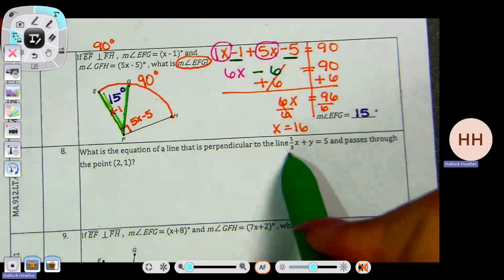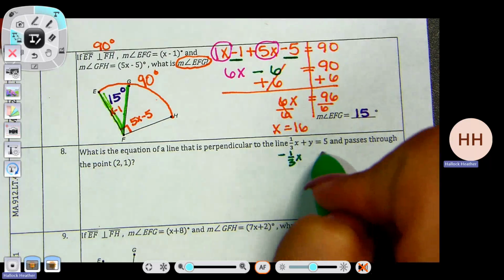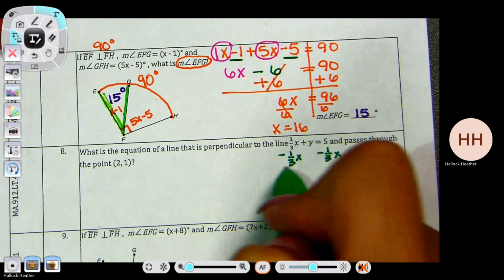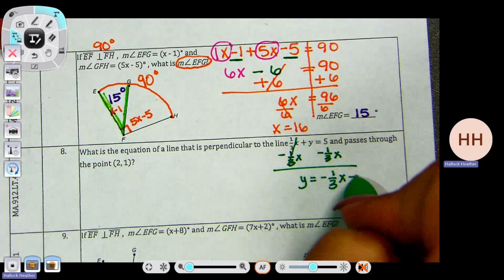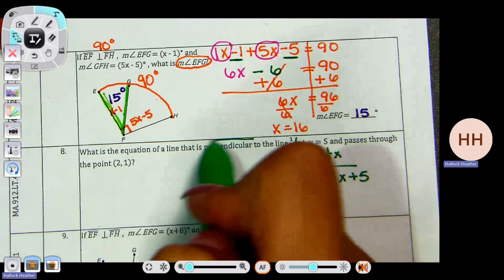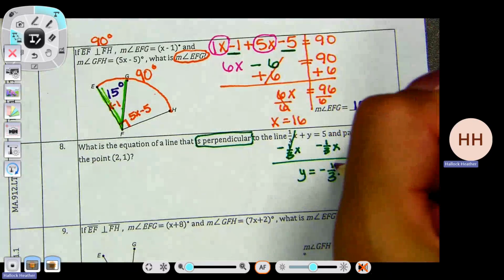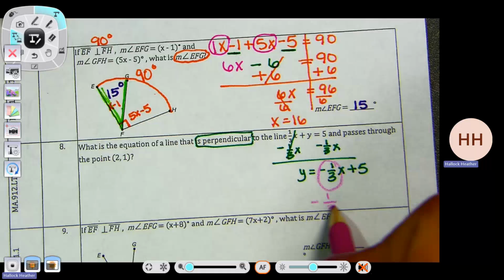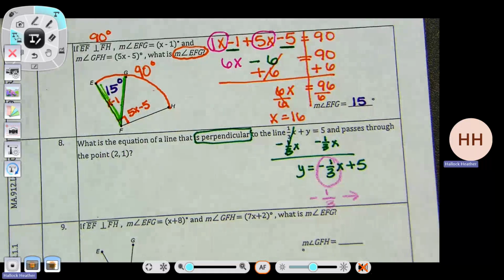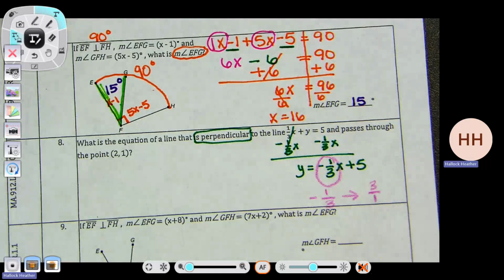So I'm going to move the 1/3 x first. It's positive, so I'm going to subtract 1/3 x from both sides. I have y equals negative 1/3 x plus 5. Because it's perpendicular, they do not have the same slope. So I take my slope out and I have to change it. I need the opposite reciprocal. So if it was negative 1/3, I flip it and I make it positive. So 3/1, which is really just 3.